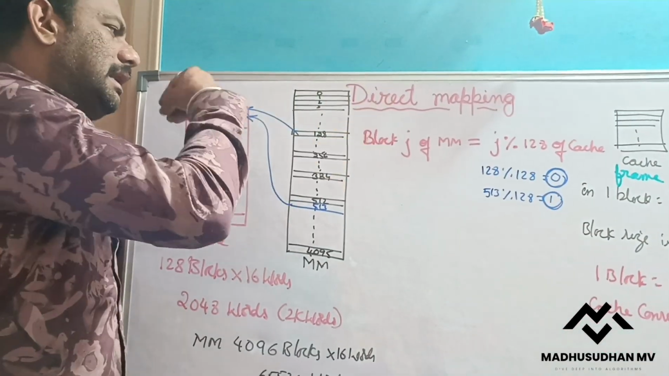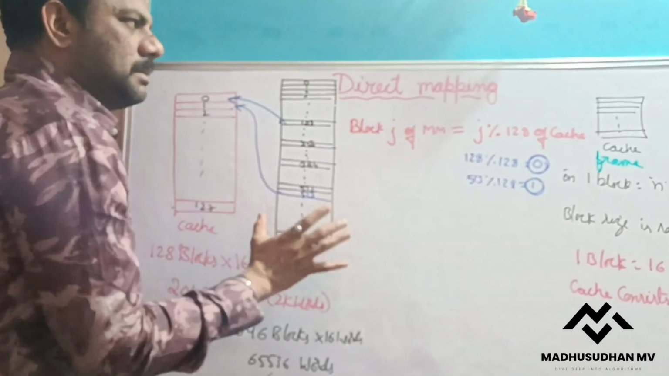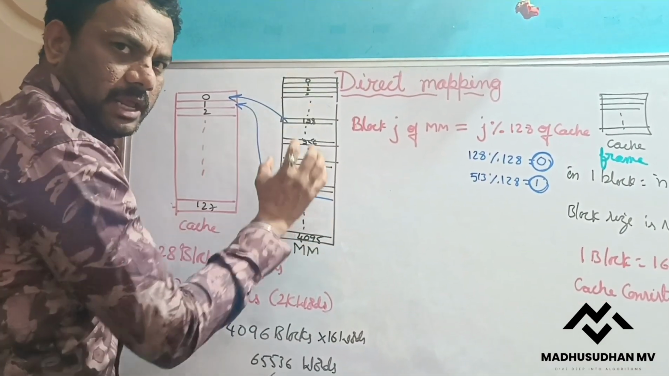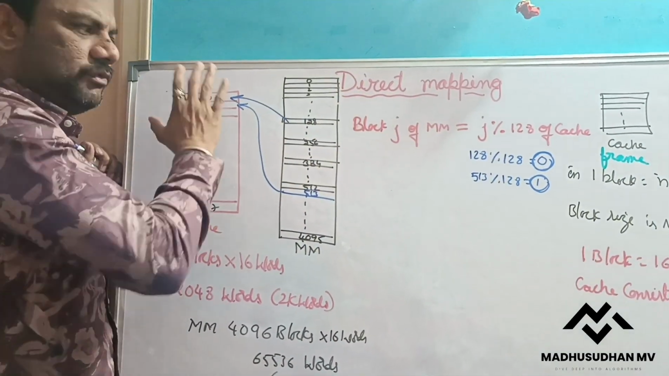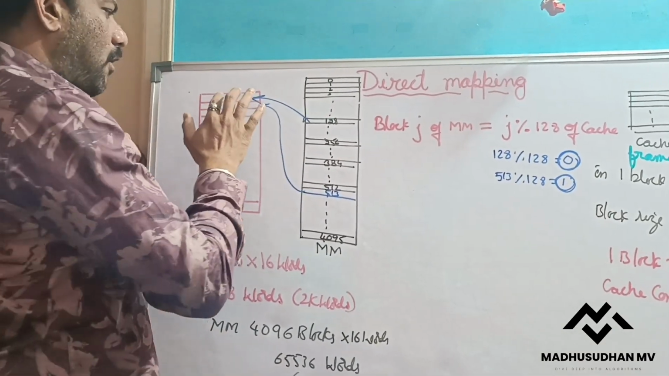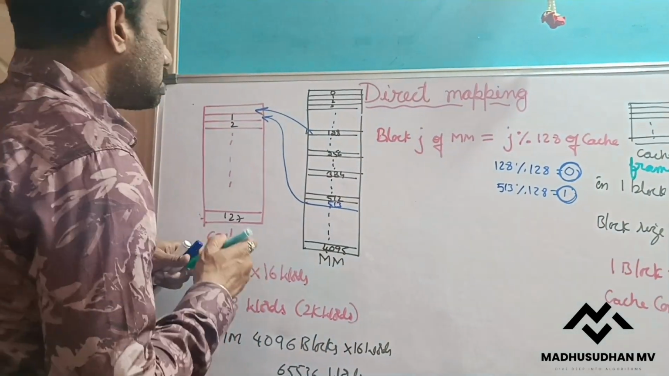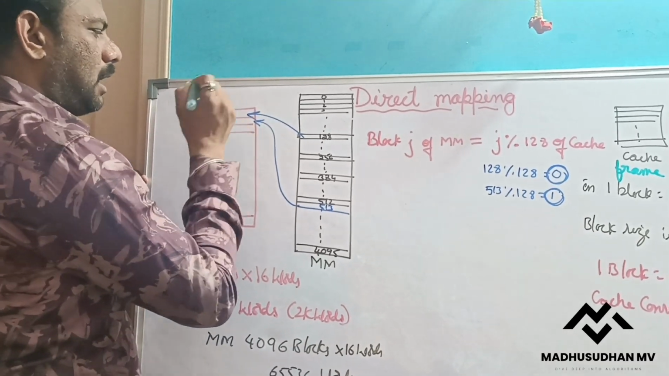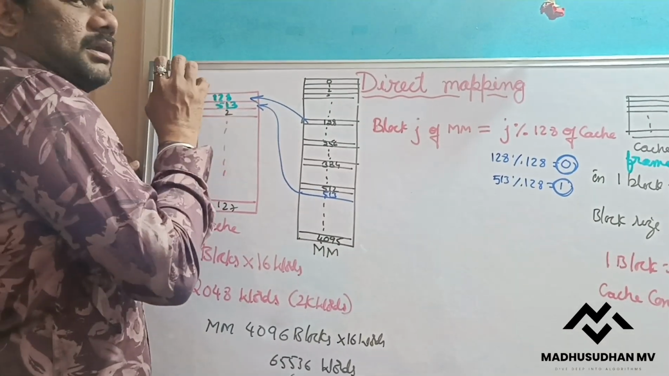If you understand this concept, it is fine. So in direct mapping, always block J of main memory is moved to block J modulus 128 of the cache. Now, how do we identify whether it is present or not? Assume I moved block 128 here, and block 513 here. Now I have to check whether it is there or not, a cache hit or not.